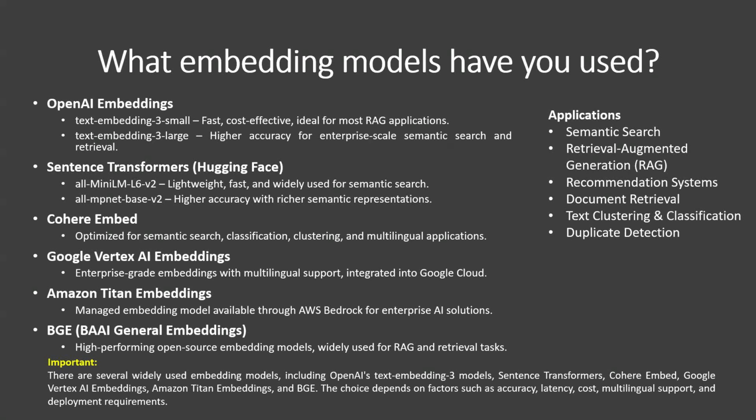The next one is BGE. It is a high-performance open-source embedding model widely used for RAG and retrieval.